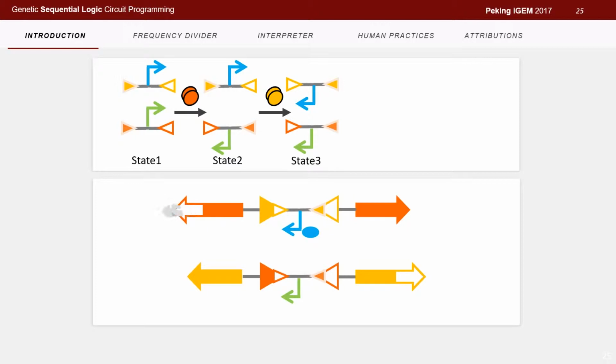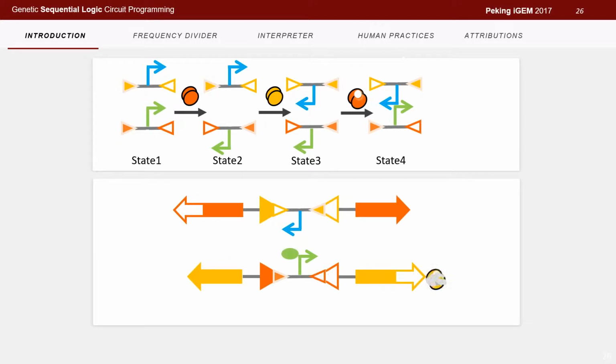Next, we induce the upper promoter again, and the recombinase-RDF fusion protein for the lower sequence is produced. This will flip back the lower sequence. This is the fourth state. Finally, the lower promoter and the upper one will be flipped back to their original direction. We come back to the initial state.